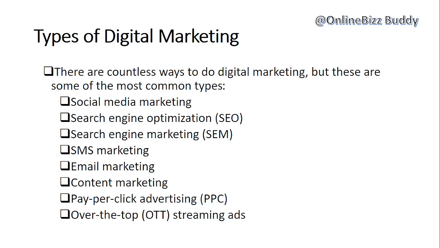The common types are as shown. We have social media marketing strategies. You can implement that. You can also use search engine optimization strategies. You can also use search engine marketing options. And of course you can use email marketing, content marketing, pay-per-click, and over-the-top streaming ads. Most of these concepts I've already tackled in my previous videos, so if you have time, just look at what we engaged in previously.